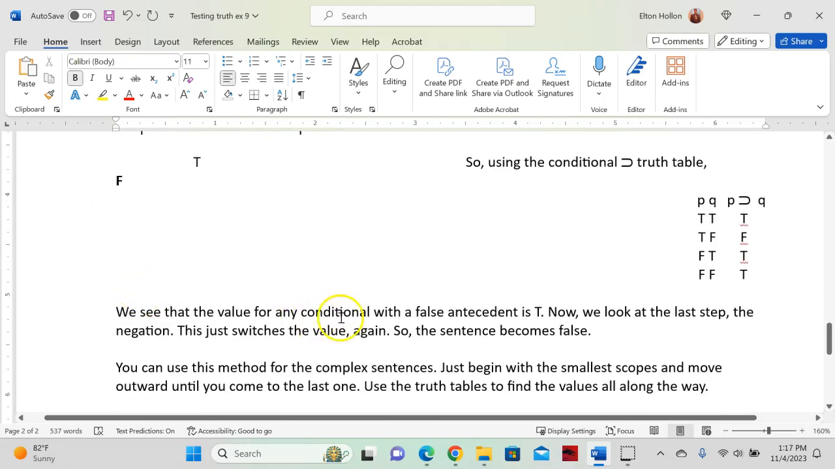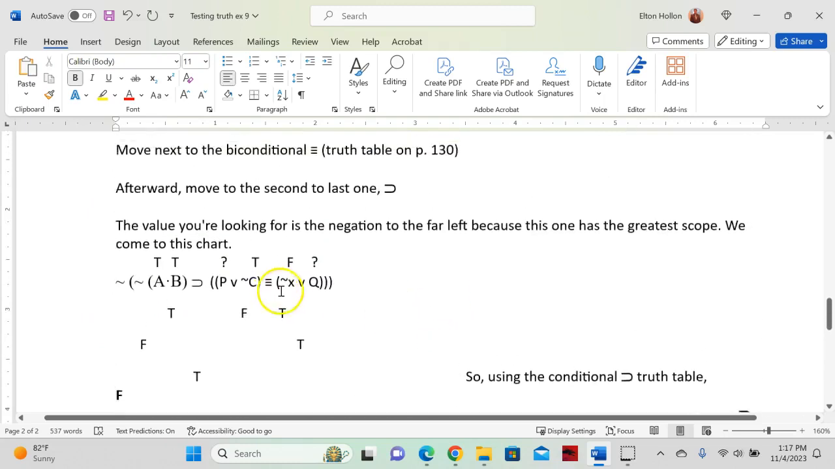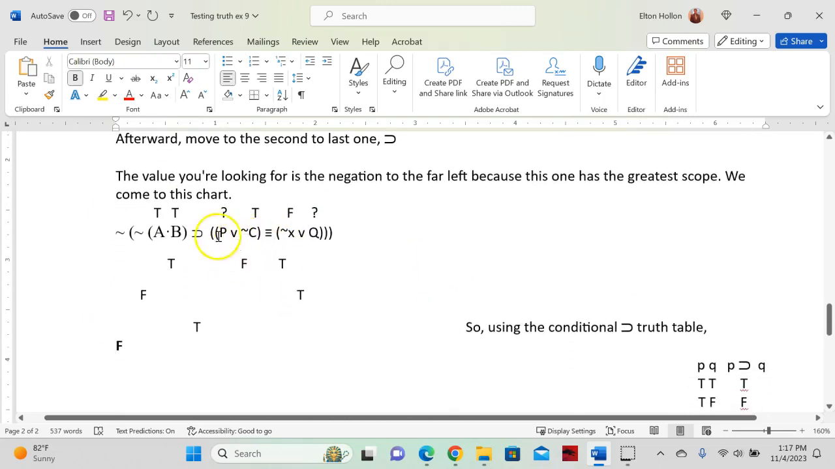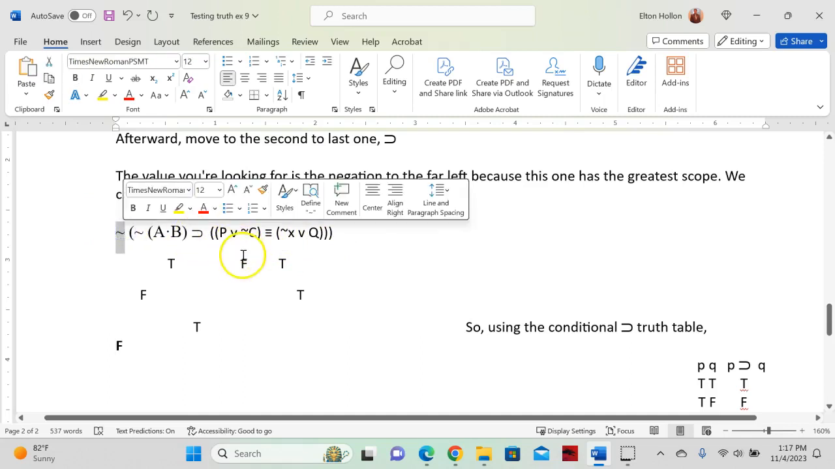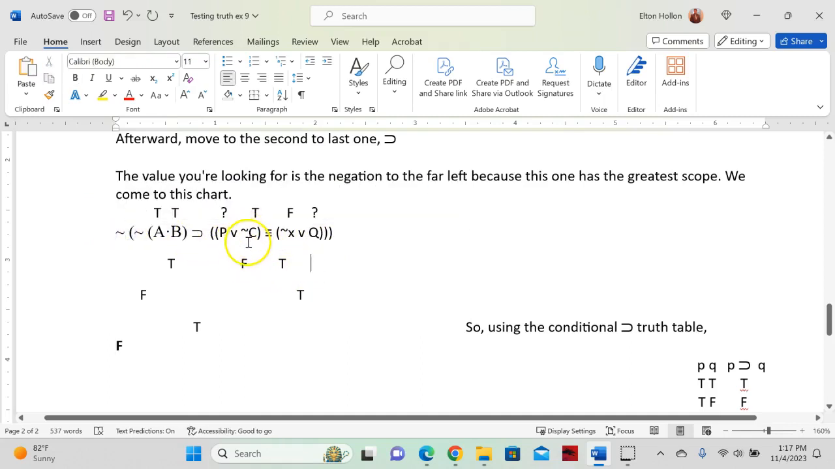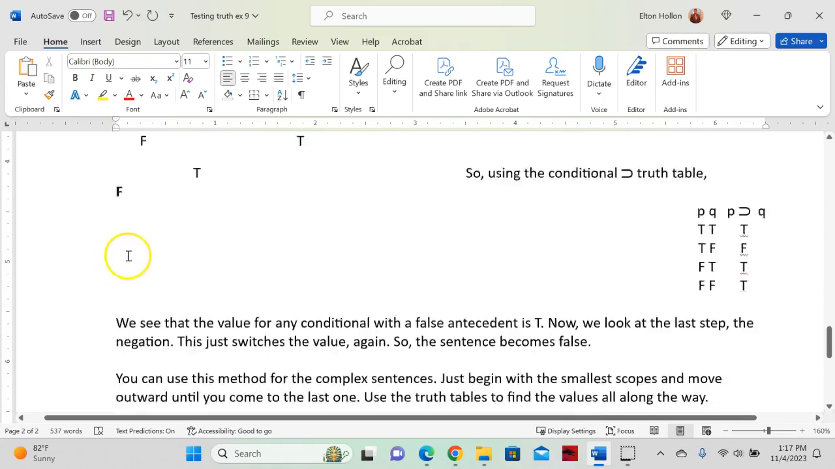All right, and you can use this method for all of the more complex questions. Just move out from the terms and the parentheses with the smallest scope to those with greater scope, and so on until you come to the final connective with the greatest scope, and that will give you the answer to the question.